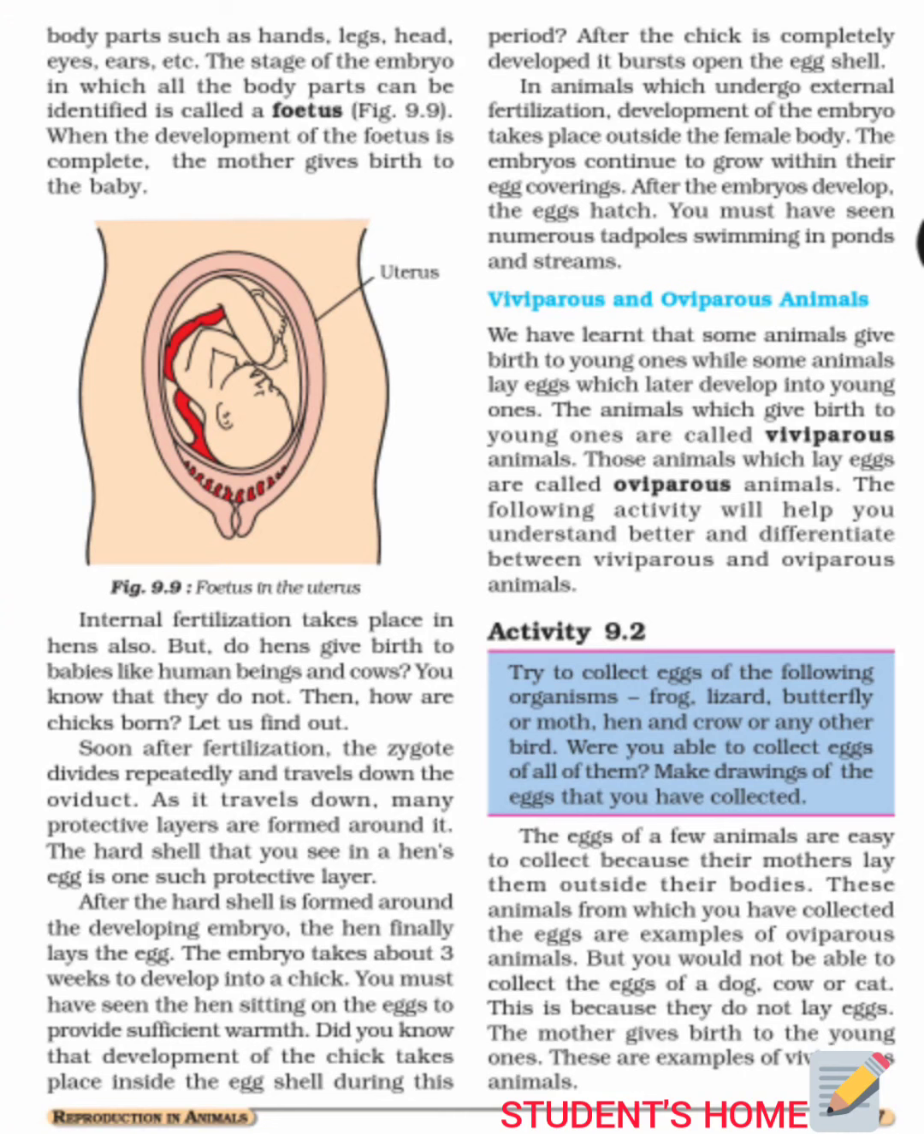The eggs of a few animals are easy to collect because their mothers lay them outside their bodies. These animals from which you have collected the eggs are examples of oviparous animals. But you would not be able to collect eggs of a dog, cow, or cat. This is because they do not lay eggs. The mother gives birth to the young ones. These are examples of viviparous animals.